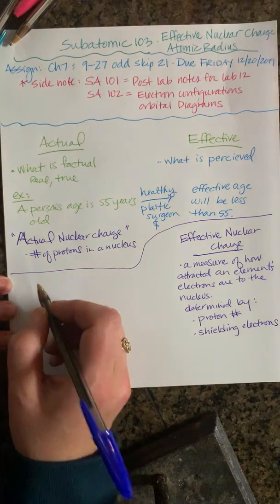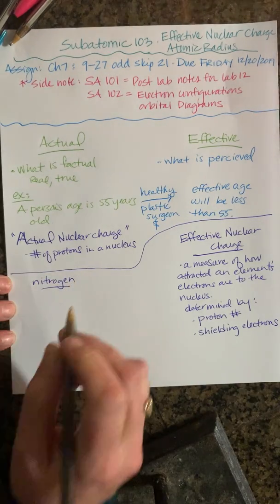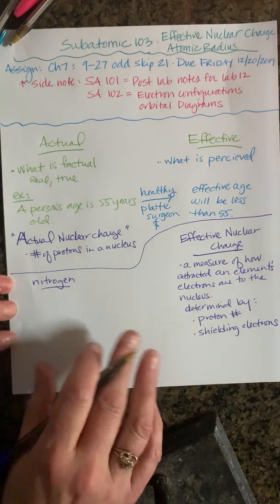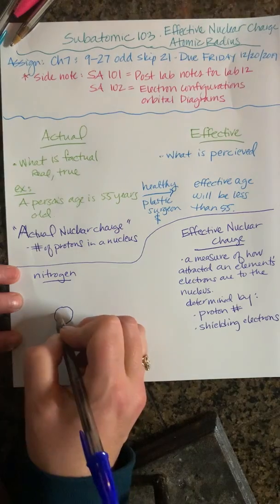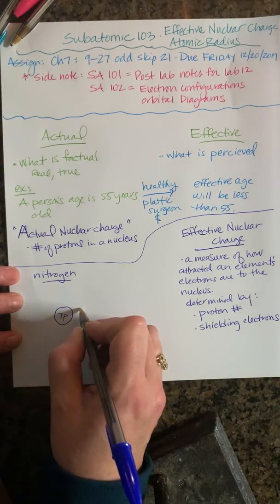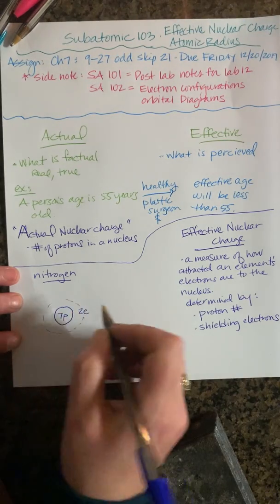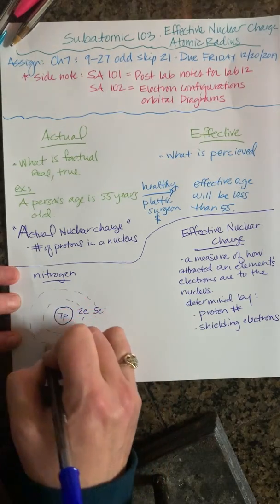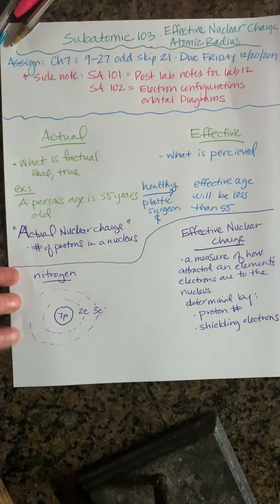So let's say that we're looking at a substance like nitrogen, and we want to look at a layering diagram or a Bohr model of nitrogen. So we have 7 protons, and the electron layering, if we're doing it like good old Bohr, we would have 2 electrons on the inside and 5 electrons on the outside.